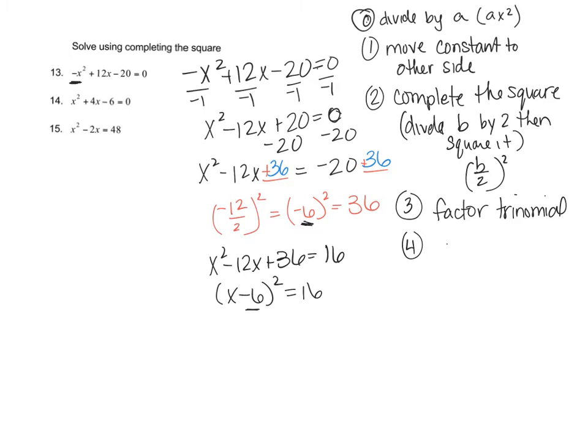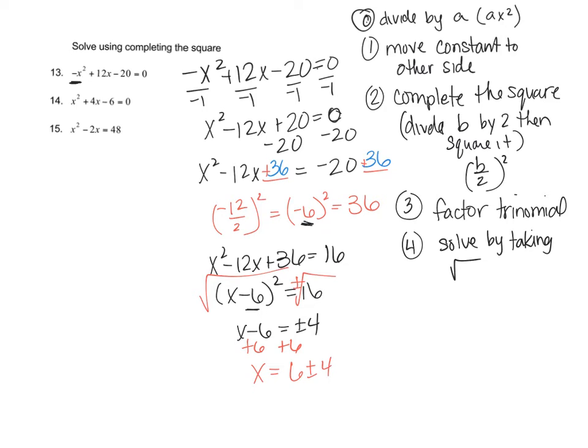And then step 4, I'm going to solve by taking the square root. So I'm going to take the square root of both sides, and I get x minus 6 equals plus or minus 4. And then we're going to add 6 to both sides, and x equals 6 plus or minus 4. Well, I can't leave it like that because I can actually do that. 6 plus 4 equals 10, and 6 minus 4 equals 2. So my answer is 10 and 2.